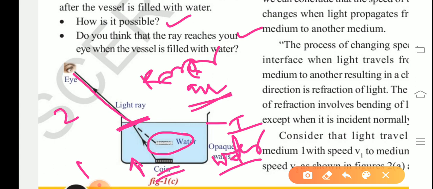Okay, children. What happens to a light ray when it enters from rarer to denser, or denser to rarer? Okay, let me explain now.